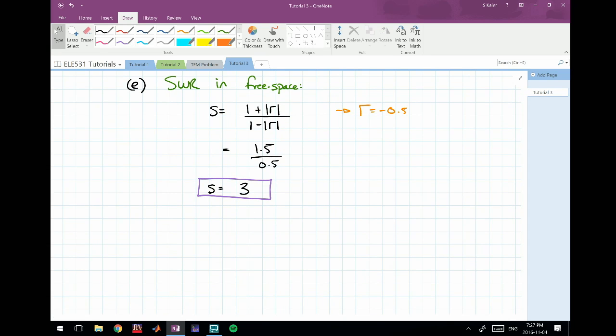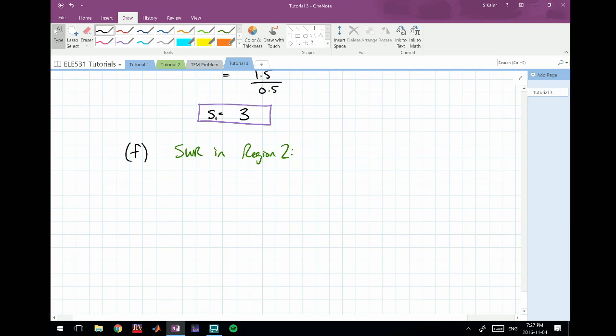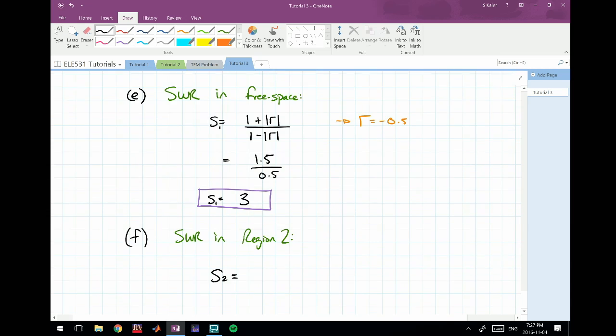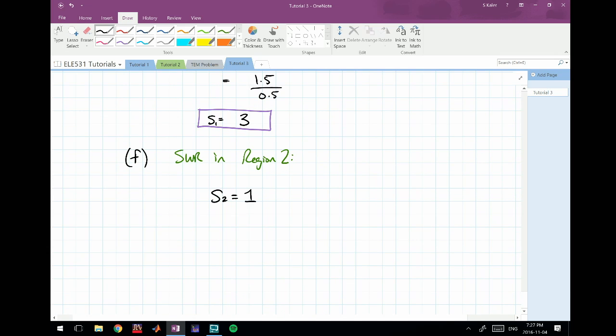Part F asks for SWR in region 2. I should call this S1 then, I guess, and S2. Can anybody tell me what SWR is in region 2? 1. Why is it 1? Exactly. Another way to look at it is there's no reflection. It's a semi-infinite region. X greater than 0 goes on forever. The wave will never come back, therefore it will never reflect, right? If region 2 is infinite, you'll have no reflection. And it tells you it's a semi-infinite region. It's part of the question.